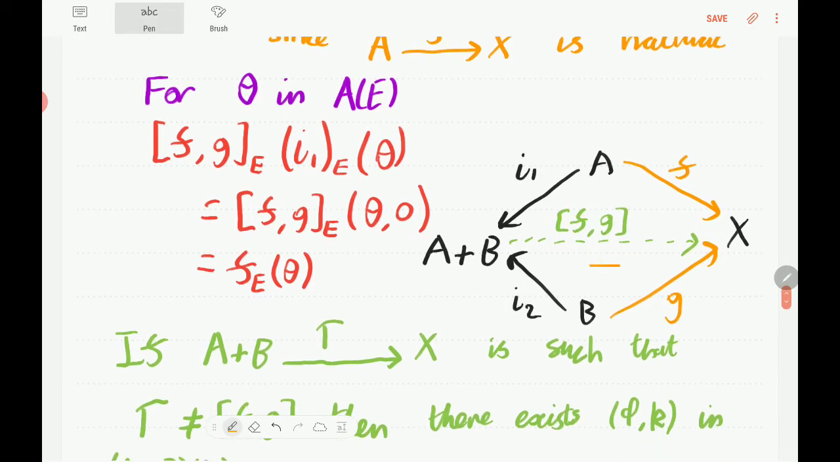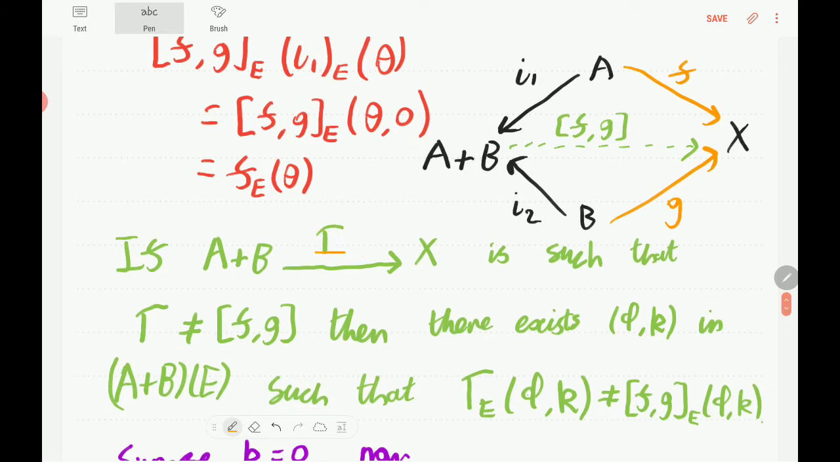Now, the other thing we want to show is that this is the only arrow that does this. So we want to show that this is a unique arrow that makes this commute. So let's suppose we have some gamma, which is some arrow from a plus b to x, and we'll suppose that gamma is not equal to f comma g. And then basically we want to show that gamma can't make this diagram commute. So since we're assuming gamma is not equal to f comma g, that means that there exists some capital E in C and some phi comma k in a plus b, which is such that doing the eth component of gamma on phi comma k does not equal what we get if we do the eth component of f comma g on phi comma k.